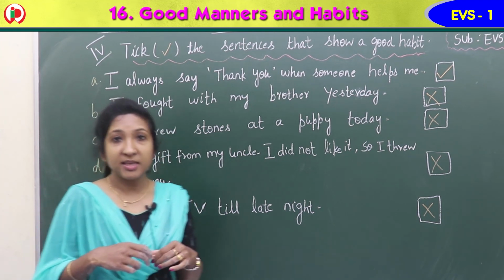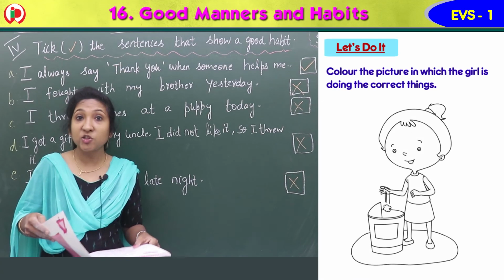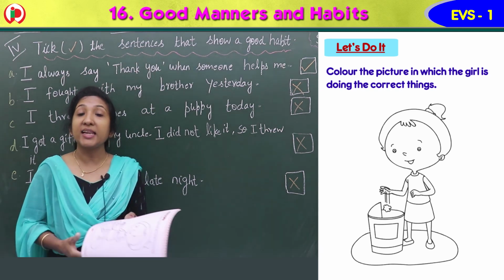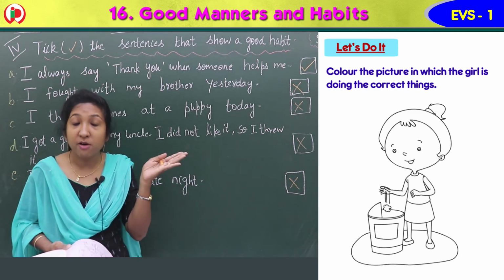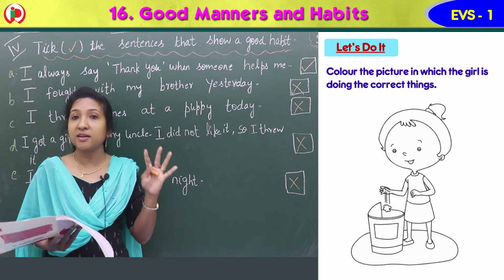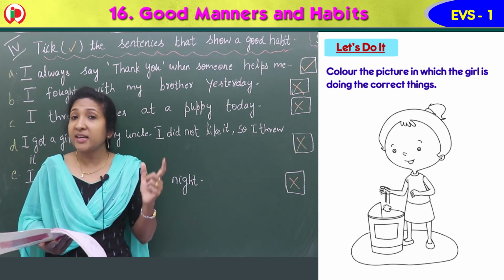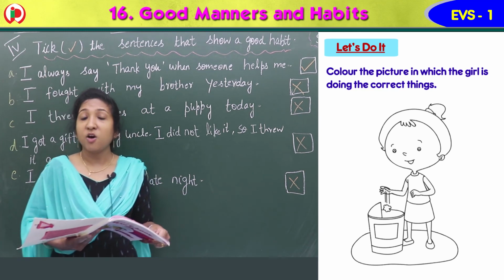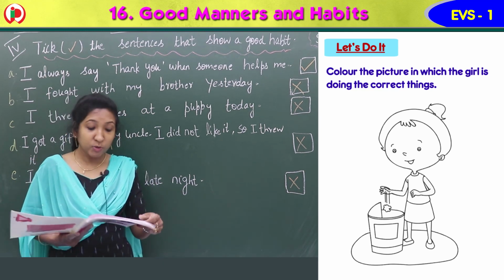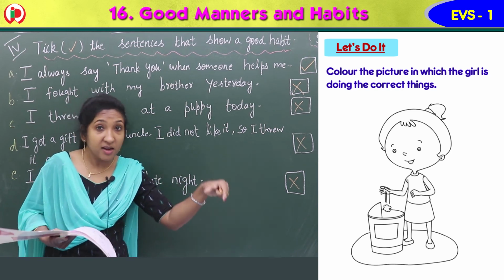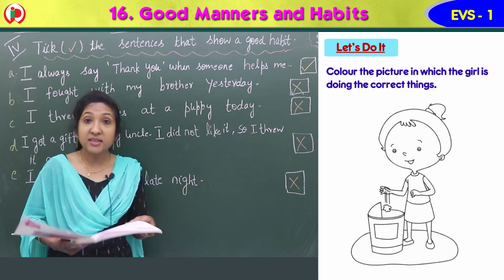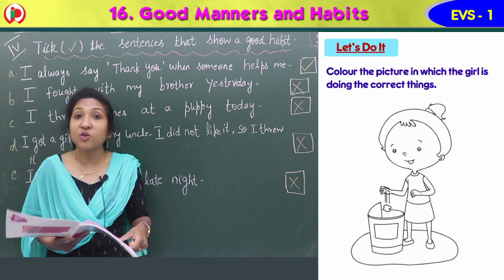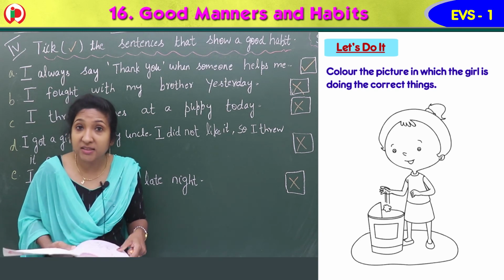Okay, children? Yes. Let's do the next exercise in your workbook. You can see an image, an outline of a girl doing something. What is that girl doing there? Is she doing a right thing or a correct thing? She is putting waste in the dustbin. Isn't it a waste paper? Something she is putting in the dustbin. It is a good habit. She is doing a correct thing.